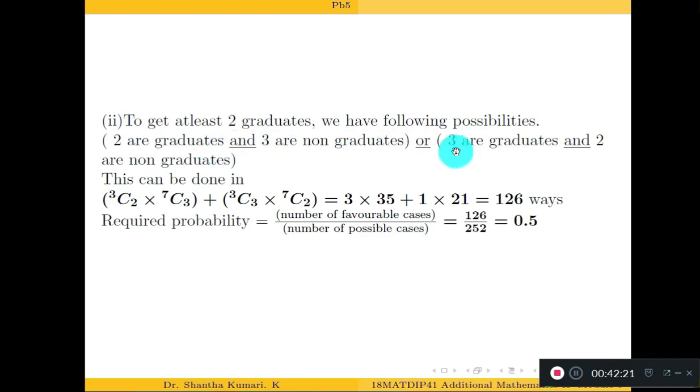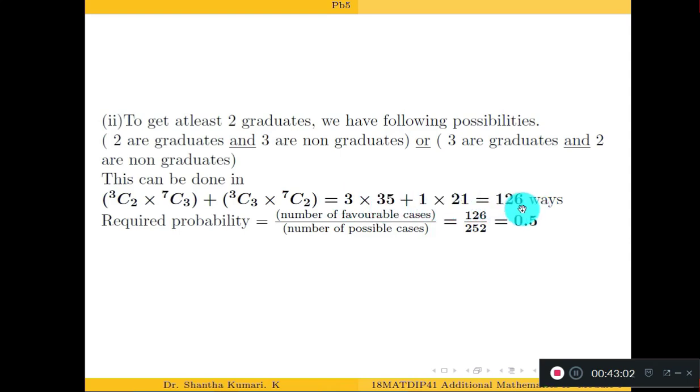Now consider the possibilities. 2 are graduates. There are 3 graduates in the set. So out of 3 we are selecting 2, and 3 are non-graduates. Out of 7 non-graduates we are selecting 3. Or means we write plus. 3 are graduates means there are only 3 graduates. Out of 3 we are selecting all 3, 3C3, and into 2 non-graduates, which means out of 7 we are selecting 2. So using the calculator you calculate this, you will get the answer 126.